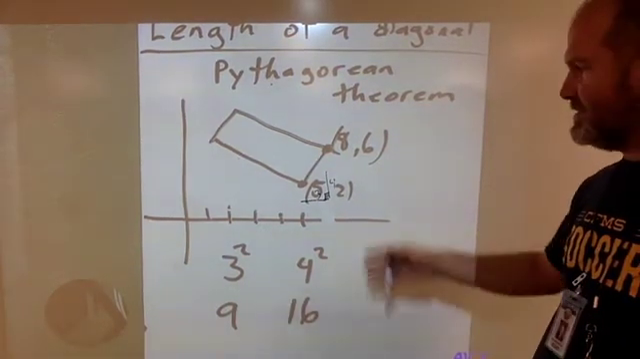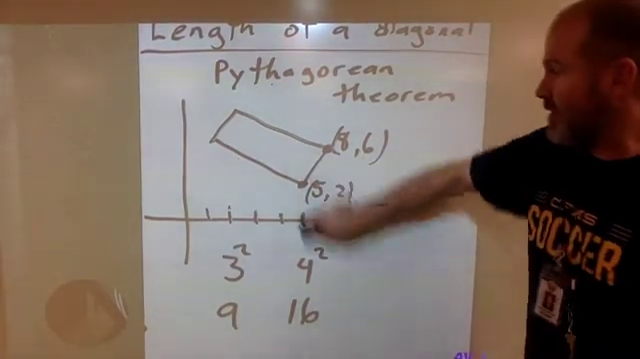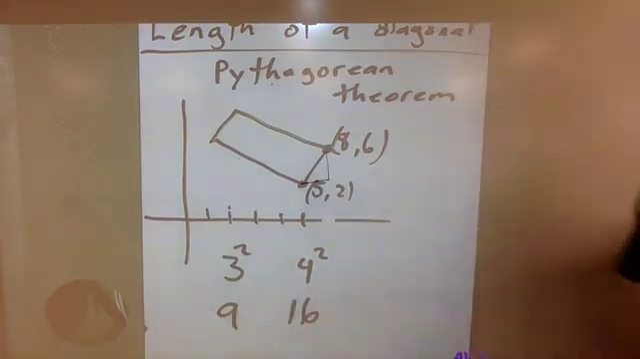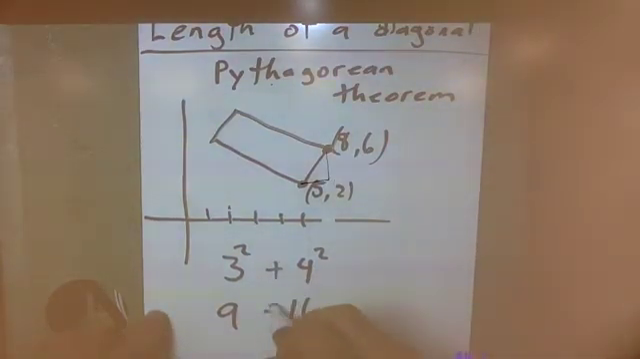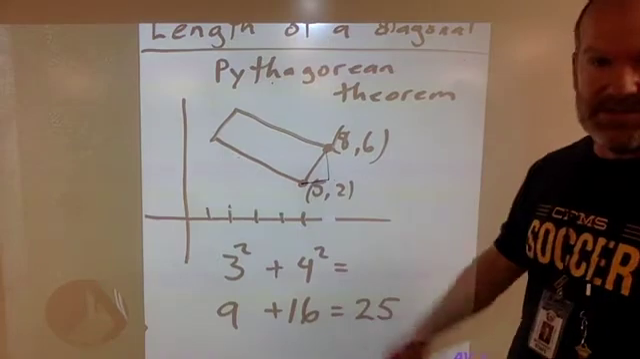That's 9 and 16. 3 squared is 9, 4 squared is 16. Pythagorean theorem says after you square those sides, you add them together. And what do you get? You get 25. 9 plus 16 is 25.